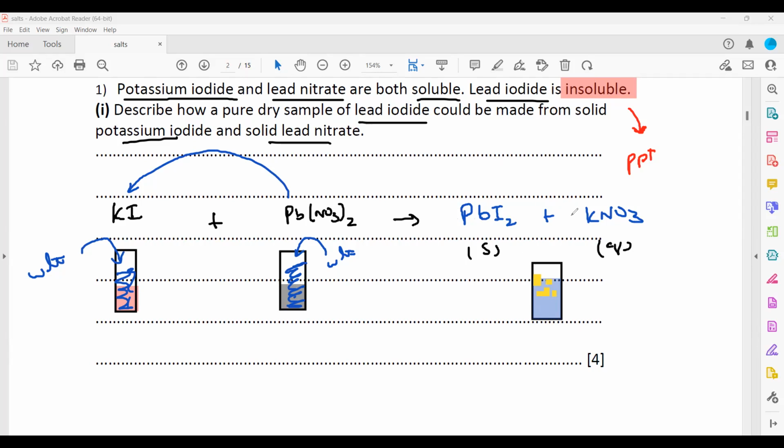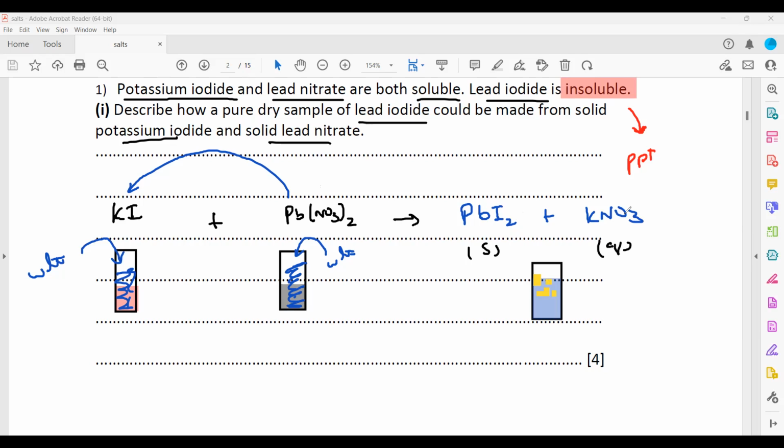But the equation must be balanced. To identify the volumes: if the ratio between the two reagents is 1:1, then we take equal volumes of the two salt solutions. But if the ratio is 1:2, then if we take, for example, 5 cm cube of one, the other one should be twice, so 10. If we take 10 cm cube of one, the other should be 20.